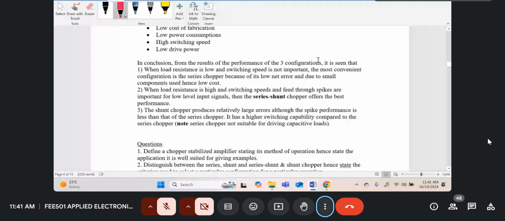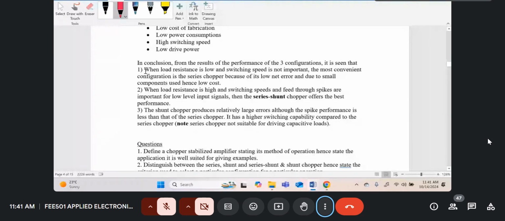And also the series shunt has got the least spike errors or errors due to switching spikes, because the spikes at the output due to the series device tend to cancel out the spike due to the shunt device. So those conclusions, I've written them over here.